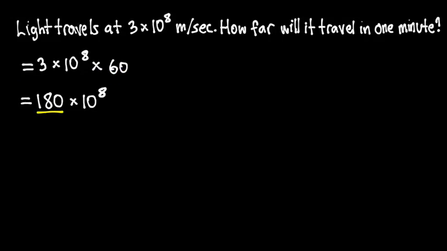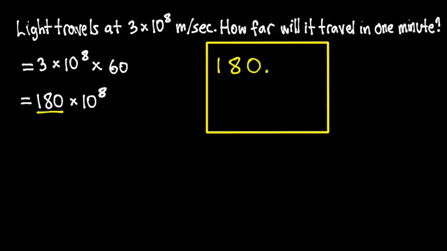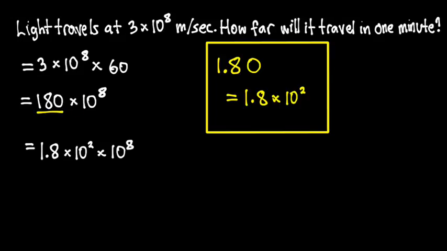Now, that's not proper scientific notation, because I need to have something point something at the front. So to get this down, I'm going to turn this into scientific notation. Okay, 180 with a decimal point at the end. I'm going to move it 2 places, so that is 1.8 times 10 to the 2. So 180 in scientific notation is this. So let's just replace it and write that there. We've still got at the end of it our times 10 to the 8.